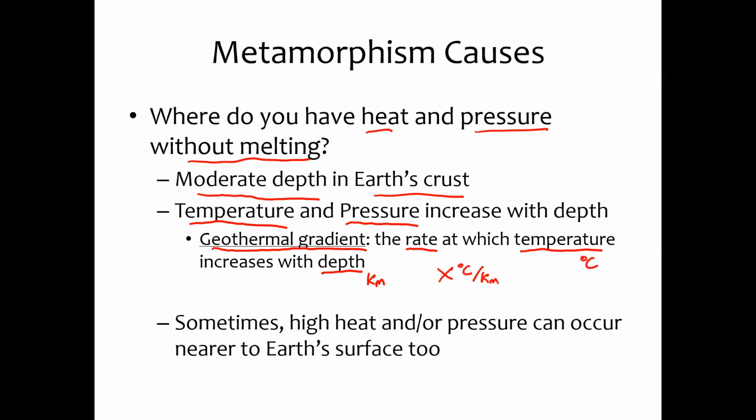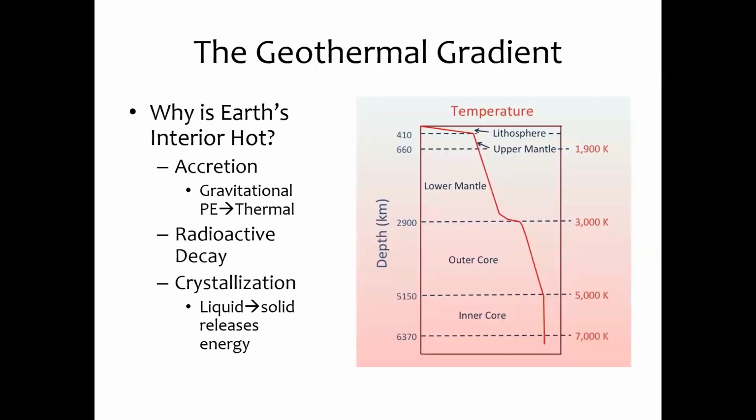As you go down 1 kilometer, temperature will increase by X degrees Celsius. If you go down 2 kilometers, then temperature would increase by 2 times X degrees Celsius. We'll get into a little bit of math in this section, but it's not too bad. Just bear with me here. Occasionally, this high heat and pressure can occur near Earth's surface too, but the conditions are fairly rare for those. And we'll point those out when we talk about those different types of metamorphism a little later.